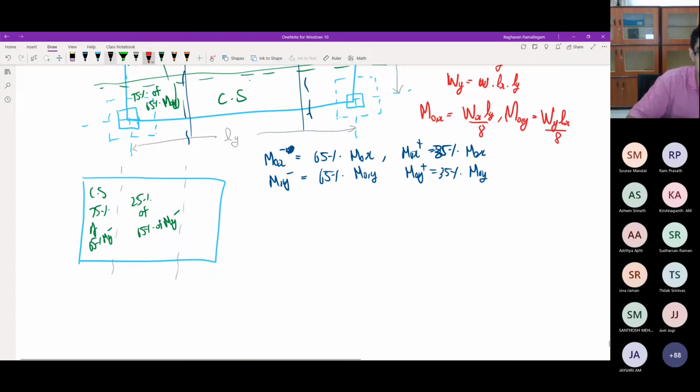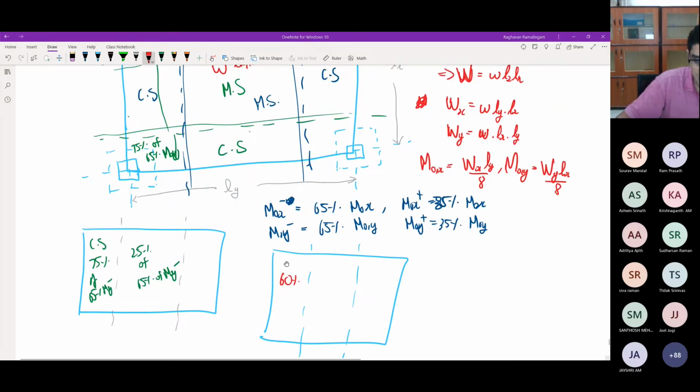So for positive moments it will be 60% of the total positive moment in the panel. Okay, 60% of what's the positive moment? It's 33% of them, not y. I put minus, and therefore this will be 40%.